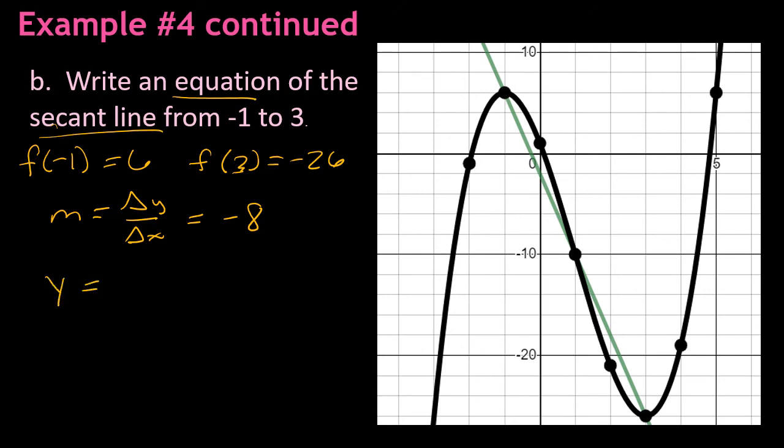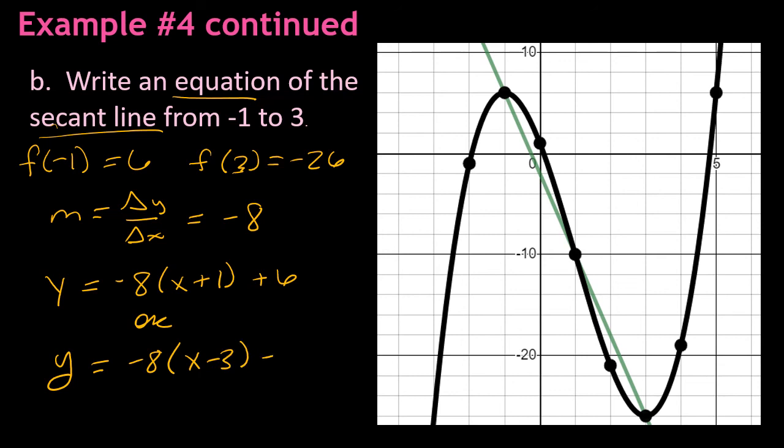I'm going to do HK form again: y equals a, which is my slope, times x minus a negative 1, plus 6. Or if you had chosen your other point, you have the same slope, but we would have x minus 3 minus 26. Okay, so the big moral of today is connecting all your pieces. Hopefully this is falling into place and you remember slope, all the different notations that we've used, and how to use point slope or HK format.